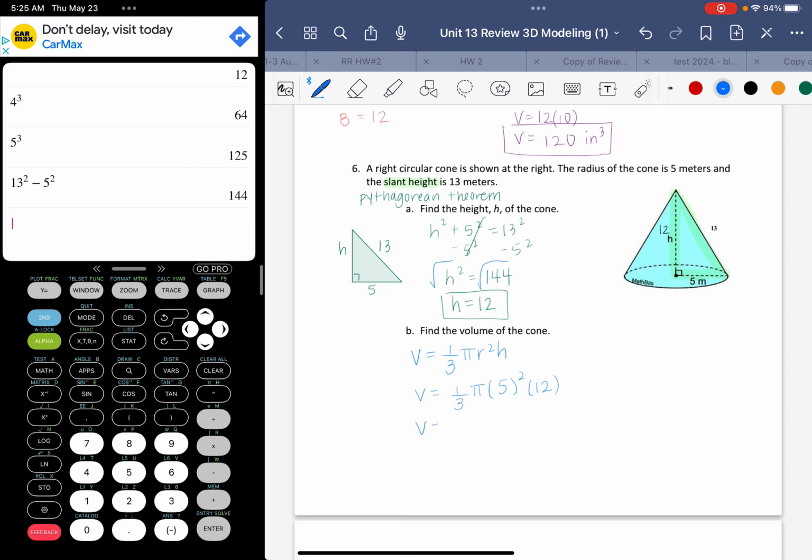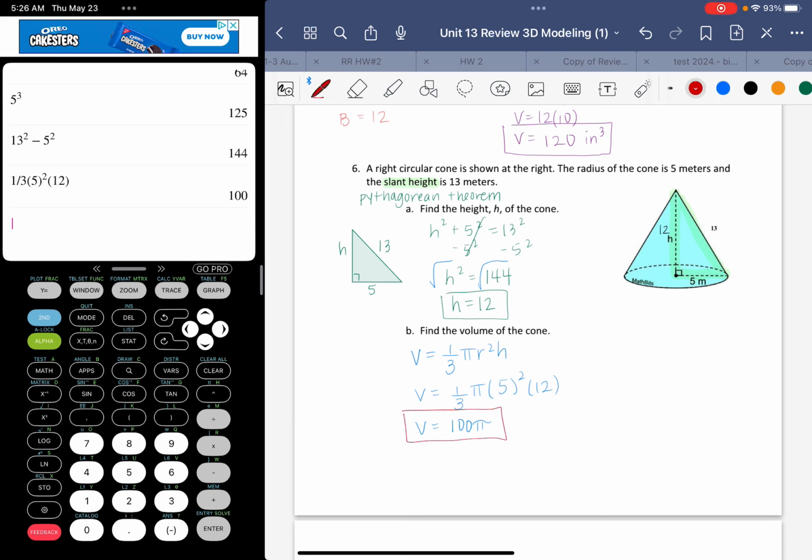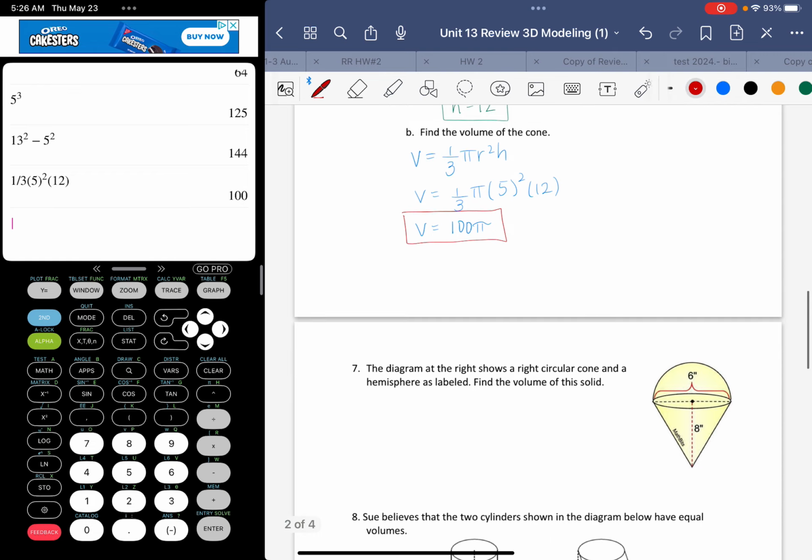Now this particular question does not tell us where to round to. So since they didn't tell us to round, we're going to leave it in terms of pi. So all I'm going to do is type in the 1/3 times the 5 squared times the 12. I'm leaving out the pi. And that gives me 100. So 100 pi will be my answer. So if they don't tell you where to round, then don't round, leave it in terms of pi. If it said to the nearest tenth or nearest cubic meter, then you could round it and type in the pi.